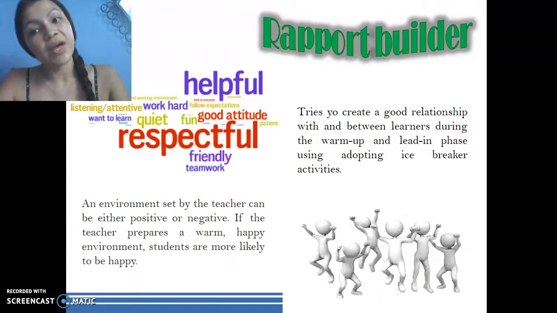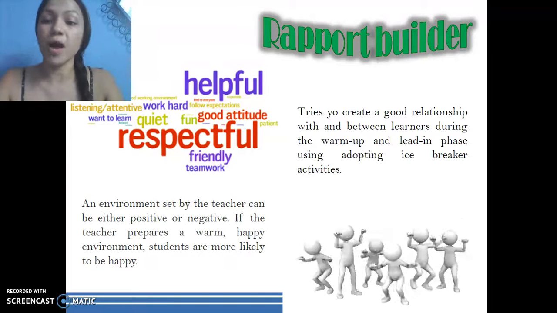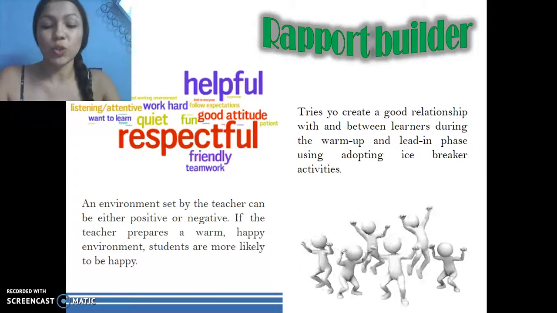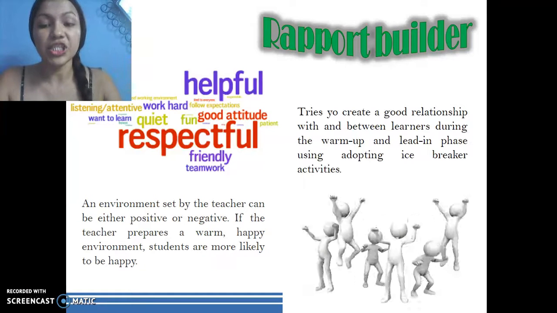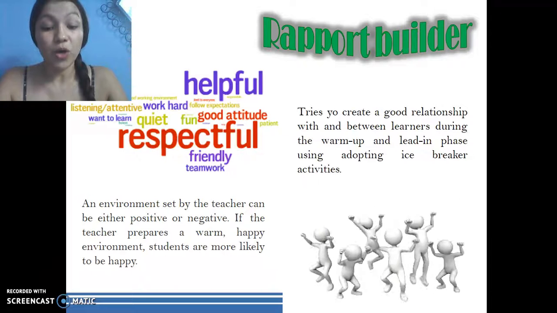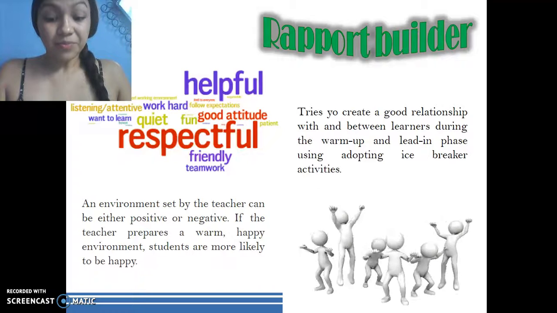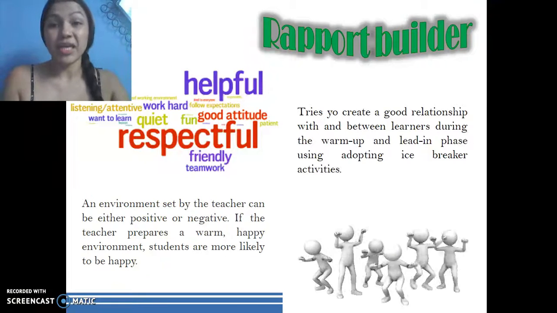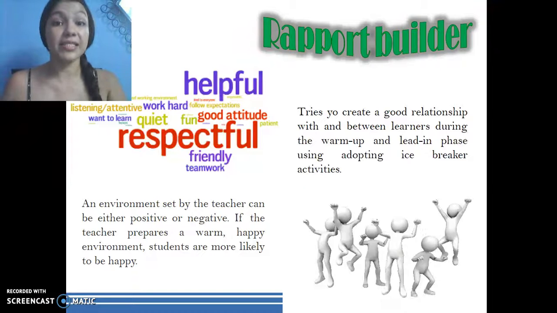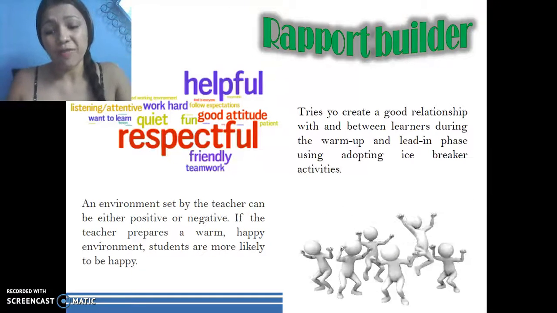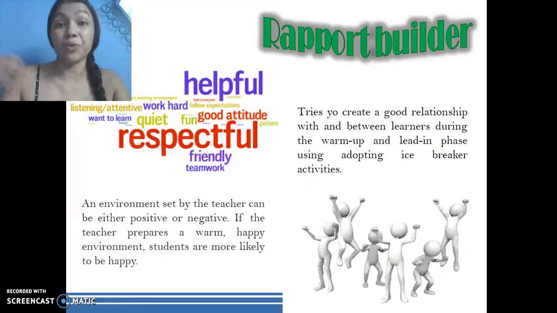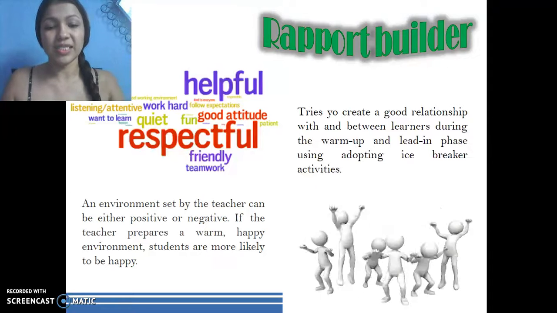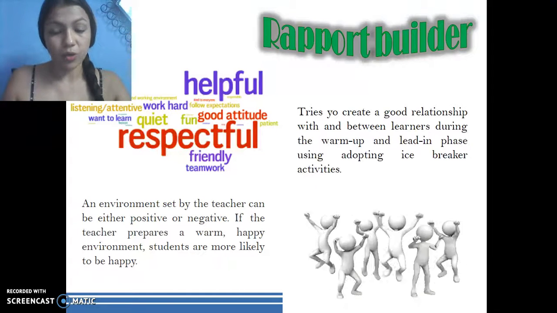Report builder tries to create a good relationship with and between learners during the warm-up and leading phase, adopting icebreaker activities. So I'm going to stress the importance of having a good attitude. It's important the teacher shows the students a good attitude because students are observing the teacher, and if you are sad or with a bad attitude, maybe they can feel this and act the same way that you are acting. So it's important to have a good attitude. Maybe with expressions, with movement, you show them many things, and it's important to do this movement or expressions in a good way.